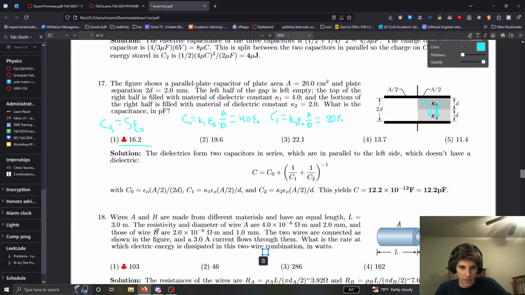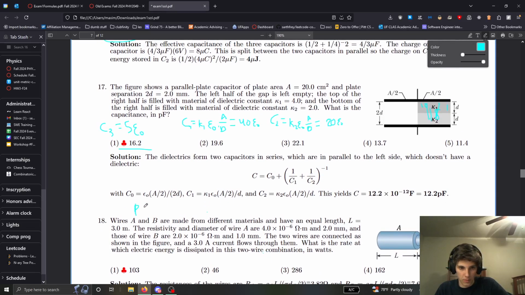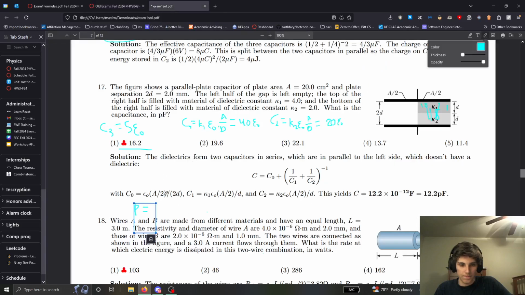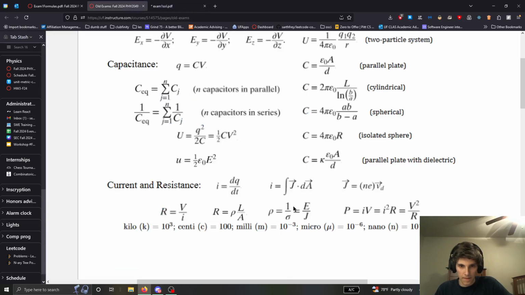So power is equal to, and the energy dissipated overall is just the energy dissipated here plus here. You should add them up. So power is equal to I squared R, which we're given, right? I'll do power of A first. We're given the current A, and then let's solve for the resistance, I guess.